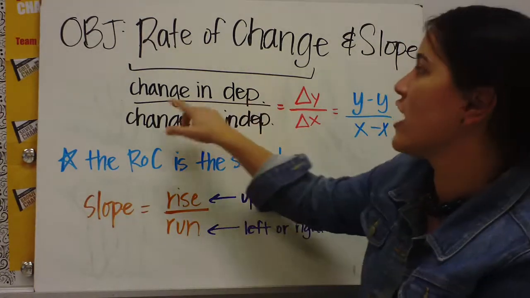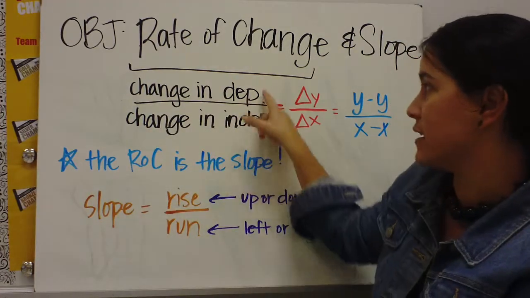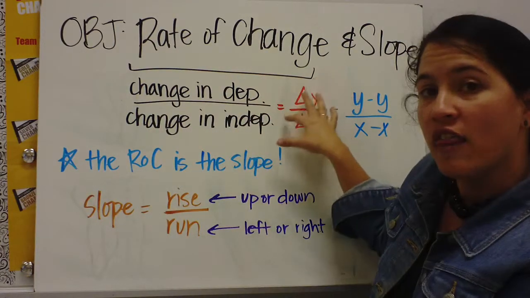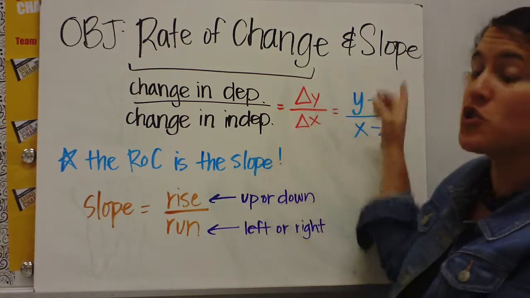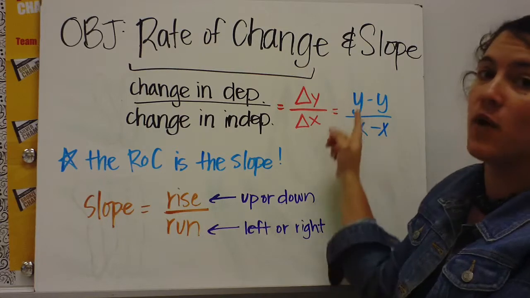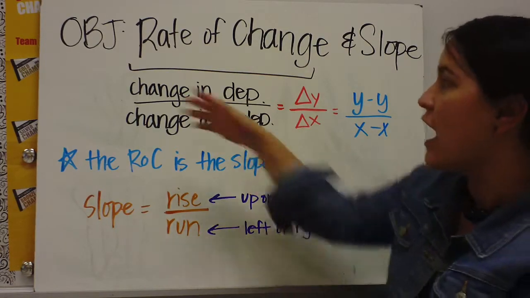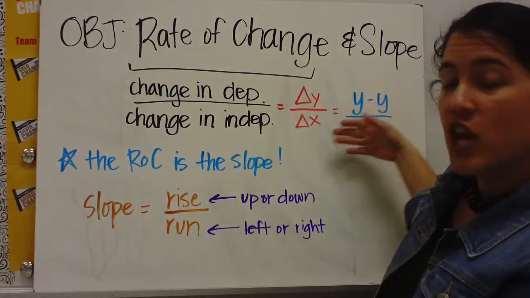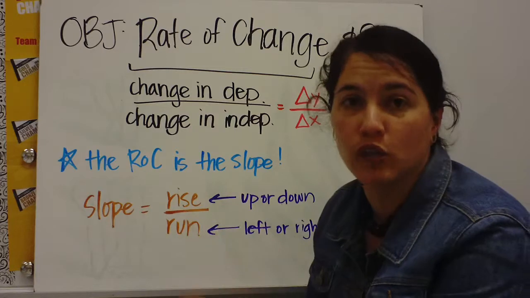Let's remember, the rate of change is the change in the dependent over the change in the independent. And remember, the triangle is delta, which means change in. We could also subtract to find y minus y over x minus x. And remember, when you have a table, you subtract to find it. All of this is the rate of change, but the rate of change is the slope. It's just another word for rate of change.